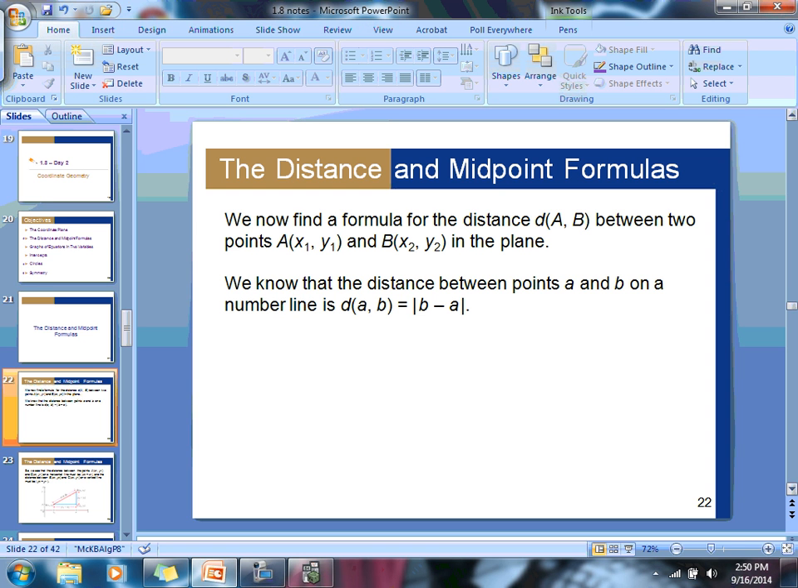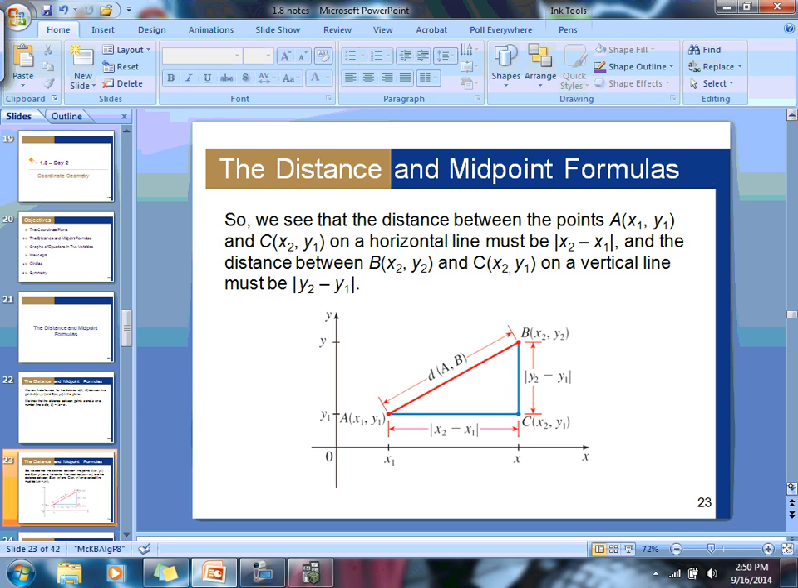And when we're dealing with the distance and midpoint formulas, remember we're trying to find the distance between 2 points on the coordinate plane. So when you're dealing with the distance between those 2 points, here they have a very elaborate explanation of trying to find the distance between A and B. And the distance formula actually comes from the Pythagorean theorem.